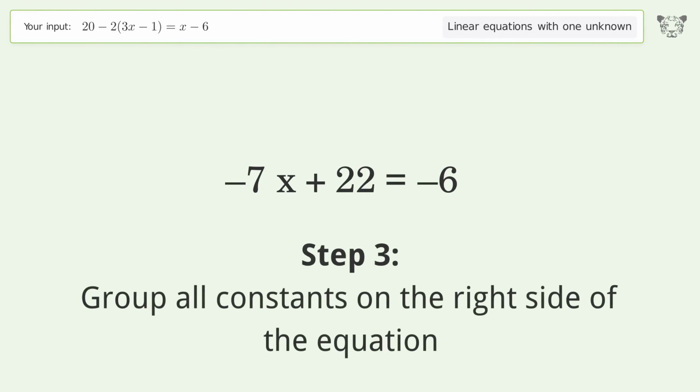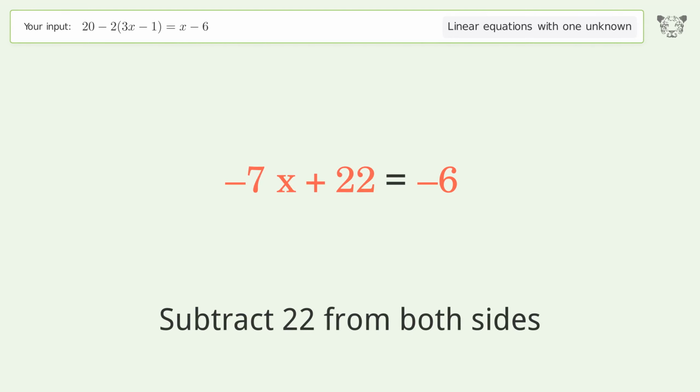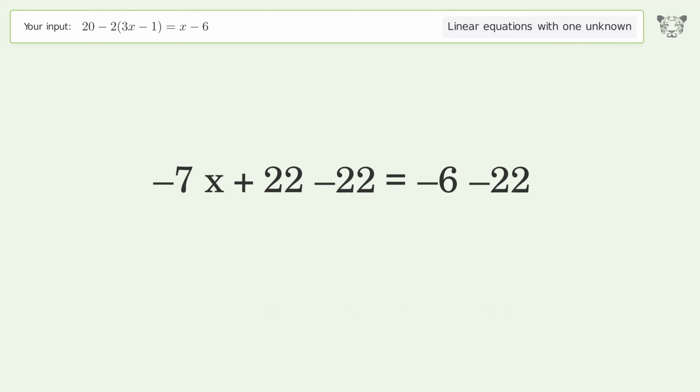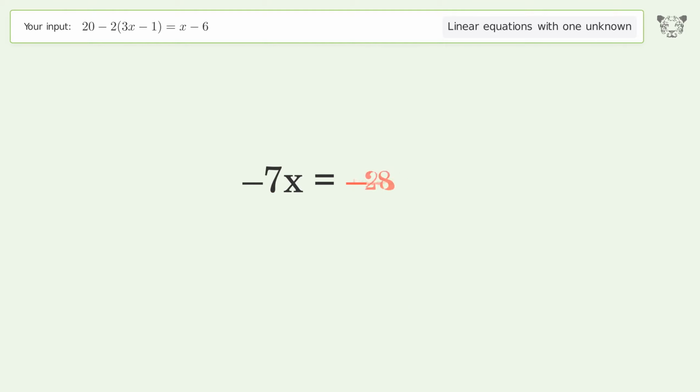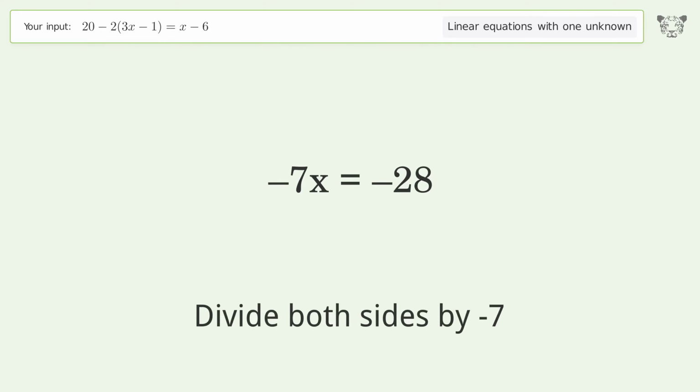Group all constants on the right side of the equation. Subtract 22 from both sides. Simplify the arithmetic. Isolate the x. Divide both sides by -7.